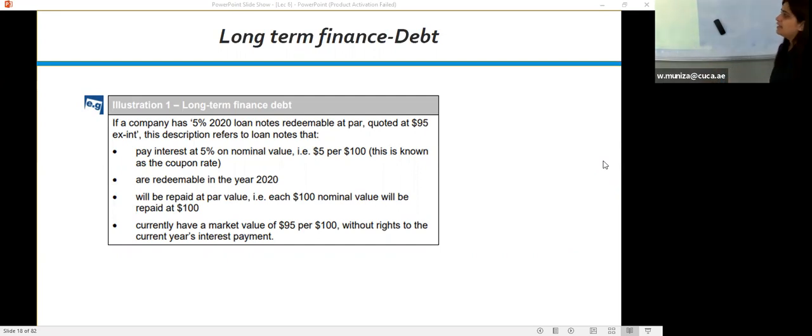Okay, redeemable in year 2020, will be repaid at par value, that is each $100 nominal value will be repaid at 100. Currently have a market value of 95 per $100 without right to the current year interest payments because these are ex interest. So they do not have the right to the current year interest.